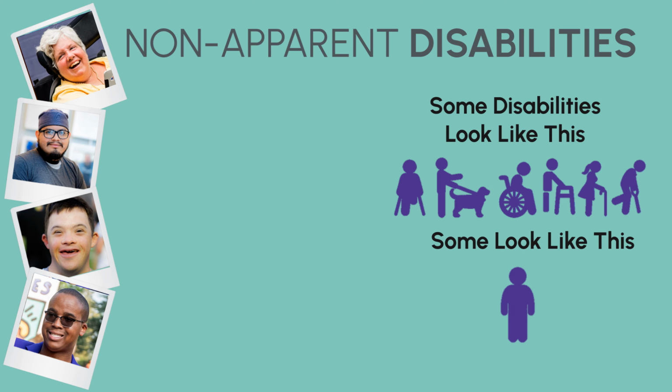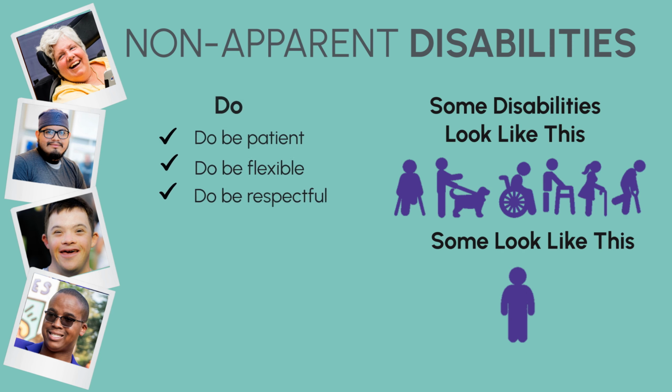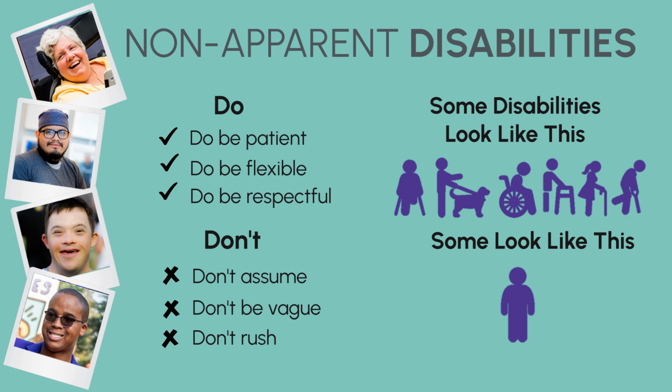When interacting with someone who has a non-apparent disability, it's important to be patient, flexible, and respectful. Avoid making assumptions about their abilities, and instead, offer support based on their individual needs. Providing clear communication, offering choices, and being open to accommodations, such as extra processing time or alternative ways to complete tasks, can help create a more inclusive and understanding environment for everyone.